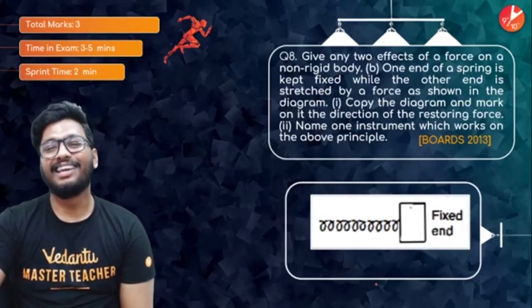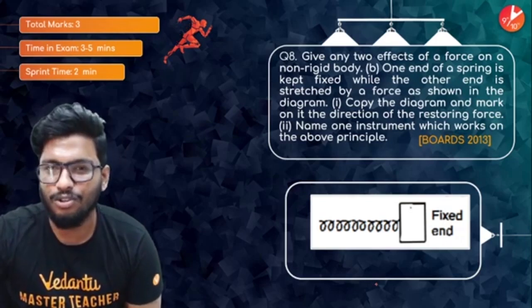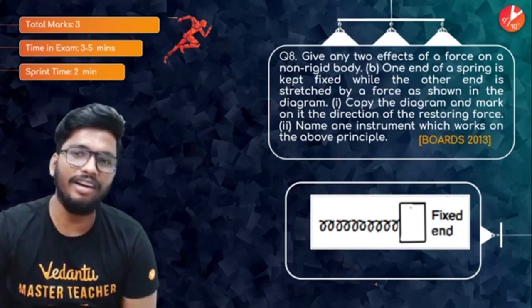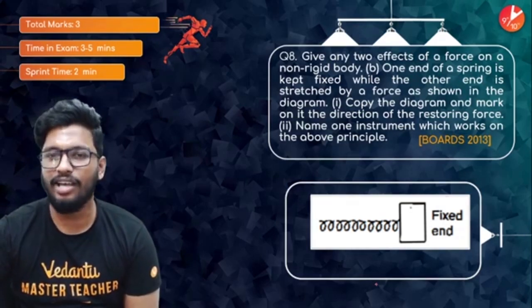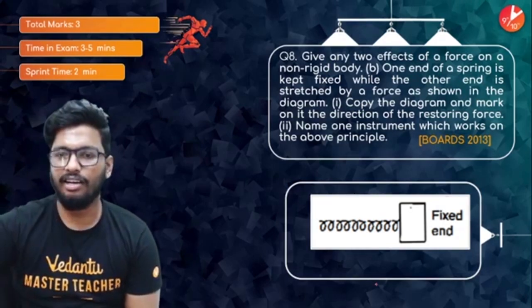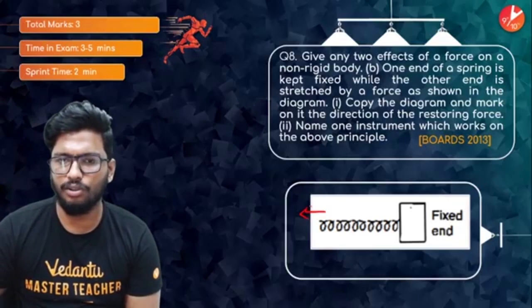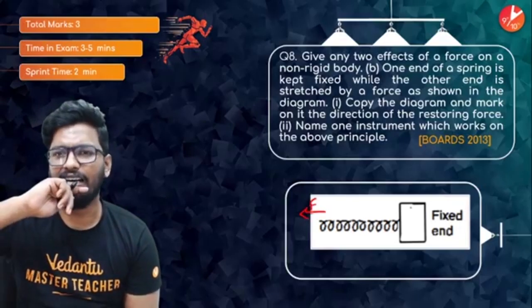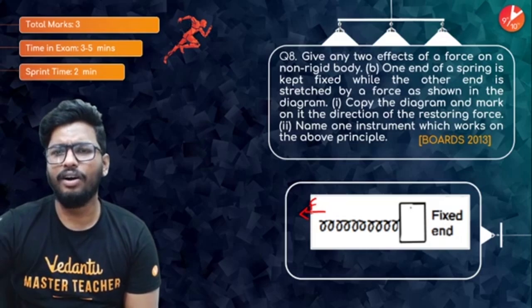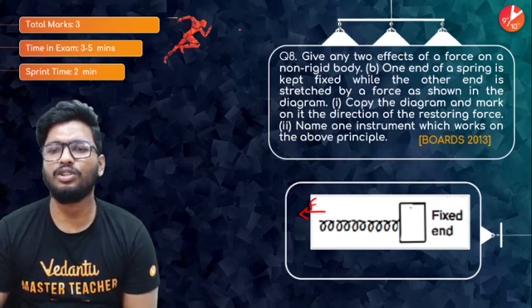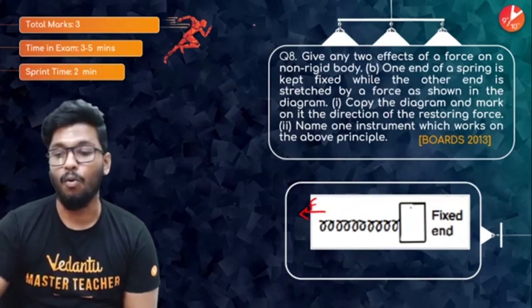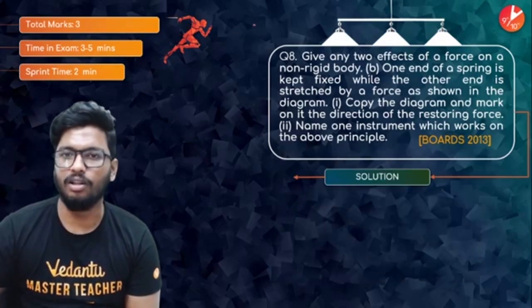The question is: give any two effects of a force on a rigid, non-rigid body. One end of a spring is kept fixed while the other end is stretched by a force as shown in the diagram. The force is this way, I believe. It'll be this direction, right? And copy the diagram and mark on it the direction of the restoring force, and name one instrument which works on the above principle. Whoa, 3-mark question. Let's go ahead and solve this, guys.